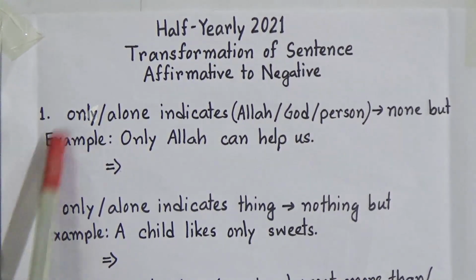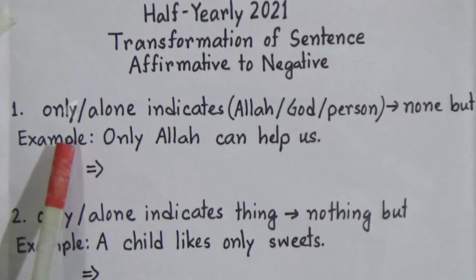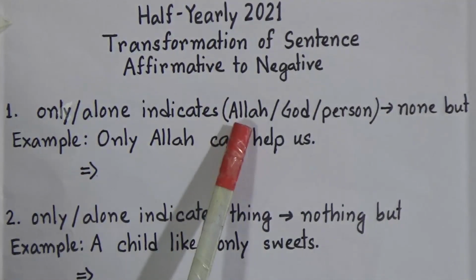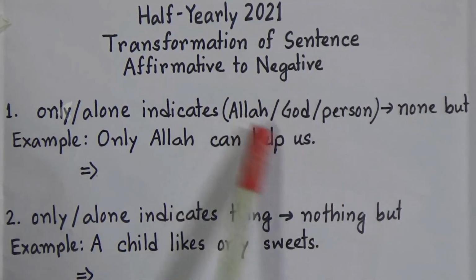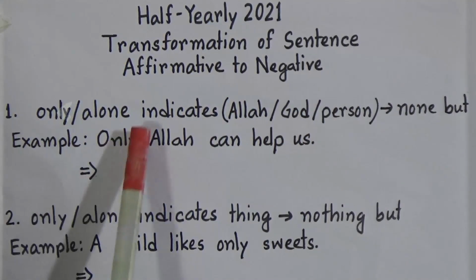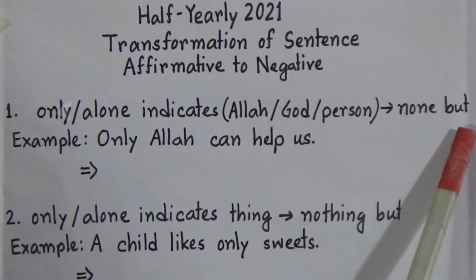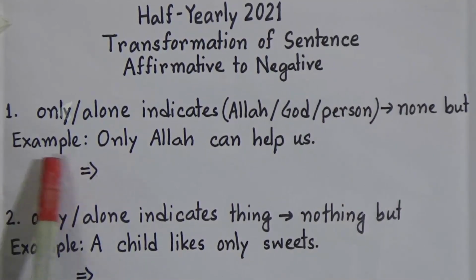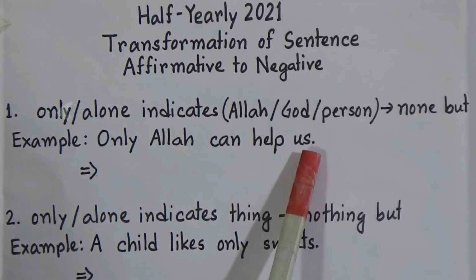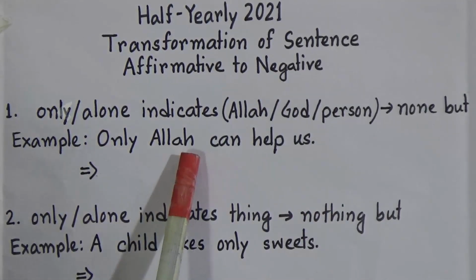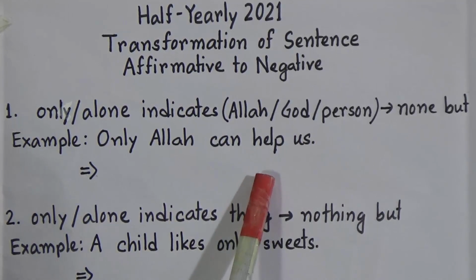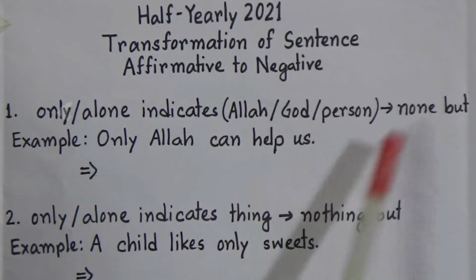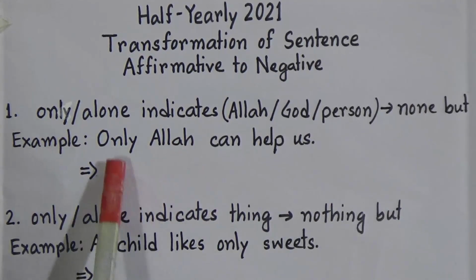Number 1, if you find only or alone in a sentence which indicates Allah or God or person, you will change only or alone to none but, to transform this sentence. Now look, example, only Allah can help us. So here only indicates Allah. So how will you change this one? We will just write none but in the place of only.